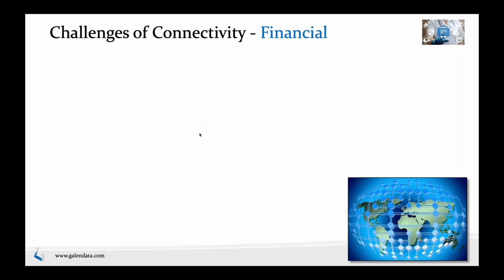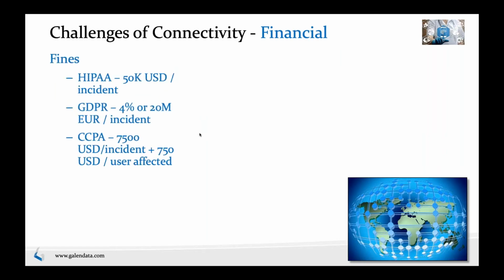The third kind of risk is the financial risk. That's a combination of fines. If you have breaches, fines can be significant. These are some examples. Under HIPAA, you can get $50,000 per incident. GDPR is even worse because it says either 4% of your annual revenue or 20 million euros, whichever is higher, per incident. So it's a pretty hefty fine if you fall on the bad side of the laws. Similarly, CCPA has $7,500 per incident, and then $750 for every user that's affected. Again, they can quickly ramp up.